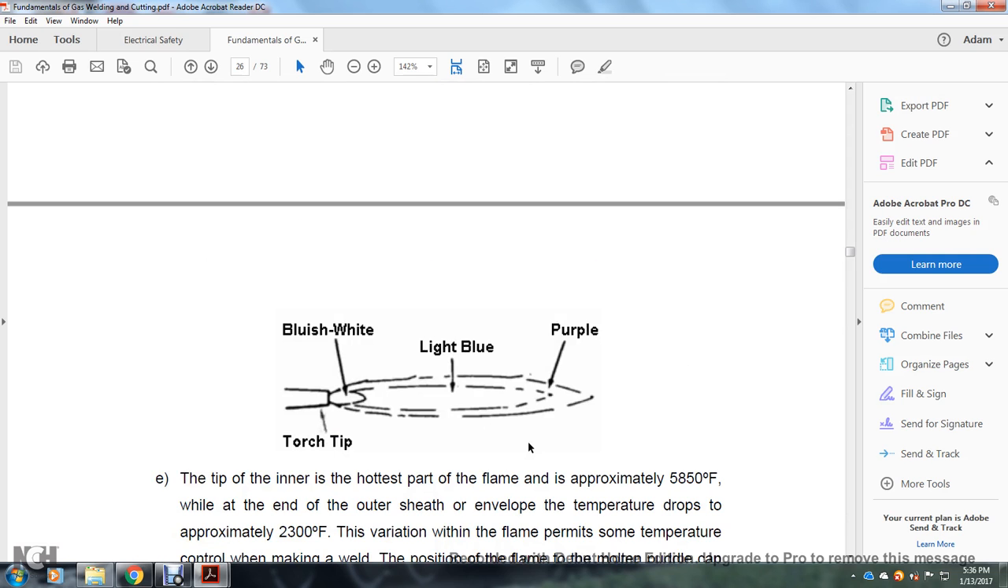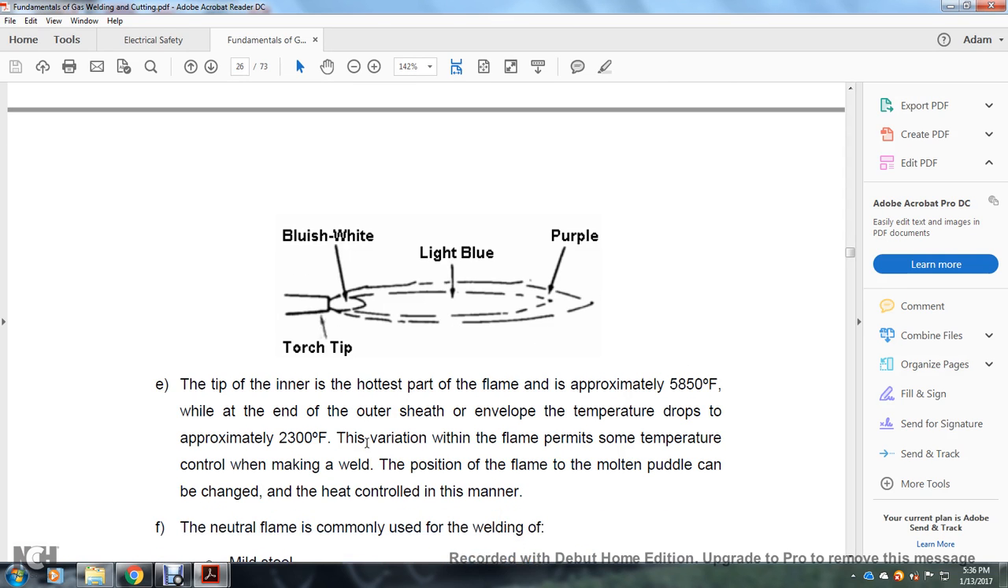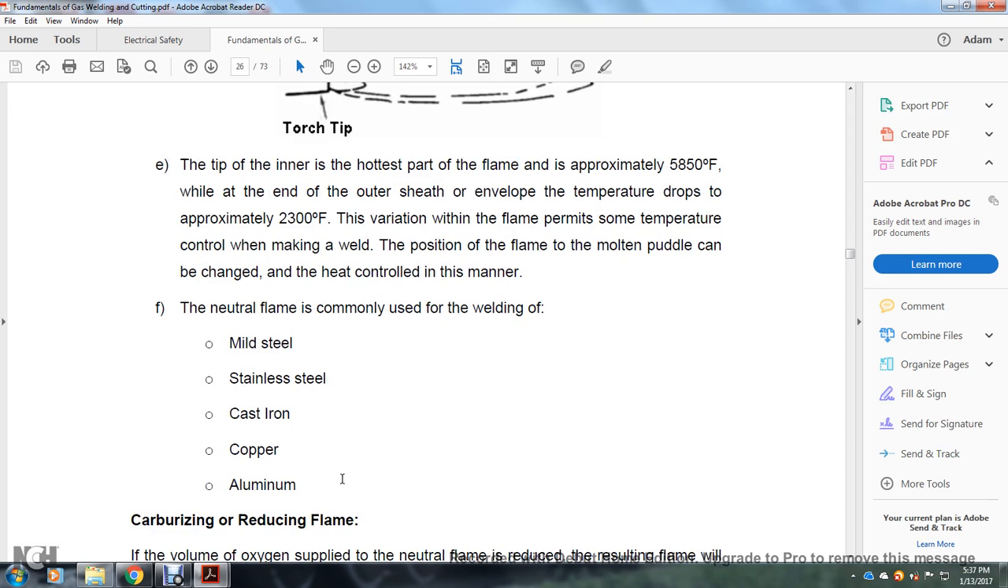Alright, you see the bluish white, light blue, and purple flame at the torch tip. The tip of the inner cone is the hottest part of the flame, approximately 5,850 degrees Fahrenheit. At the end of the outer envelope, the temperature drops to approximately 2,300 degrees Fahrenheit. The variation of this flame permits some temperature control when making a weld. The position of the flame on the molten puddle can be changed to control the heat in this manner. The neutral flame is commonly used for welding mild steel, stainless steel, cast iron, copper, and aluminum.